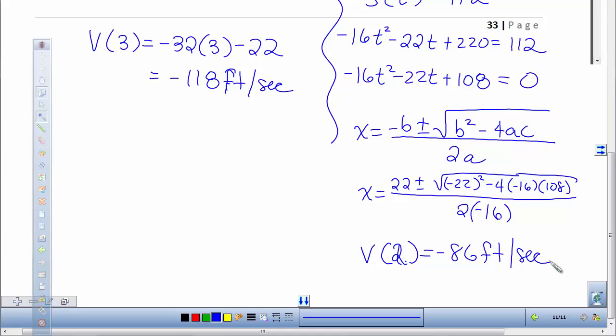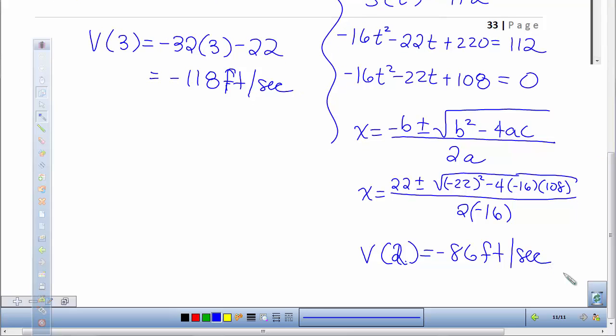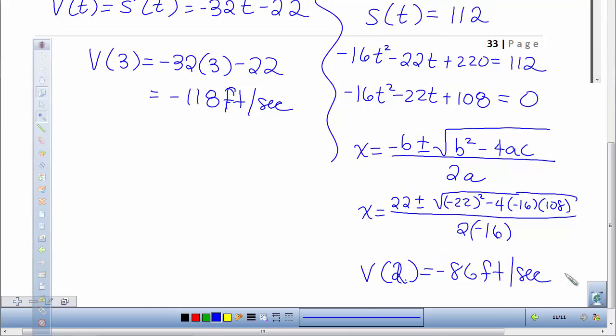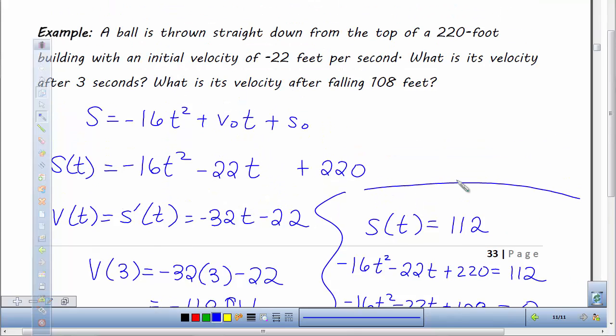Okay. Questions about that? About any of that? How come you get 108 or 112 for s(t)? Okay, we started at the top of this building, which was 220 feet, and we want to know the velocity after it has fallen 108 feet.